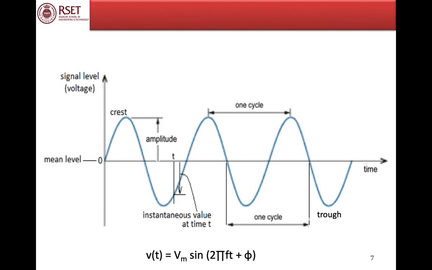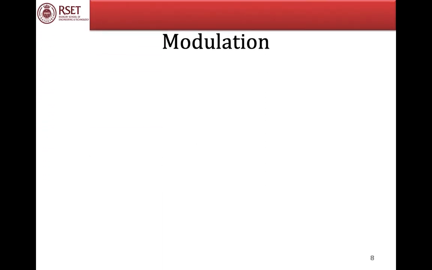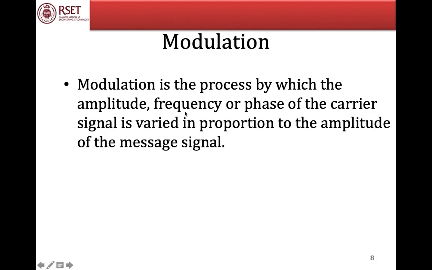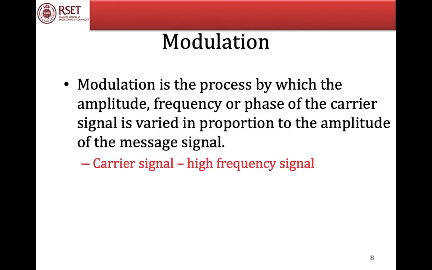So now that you are familiar with the terms amplitude, frequency and phase, we can now define modulation. Modulation is the process by which the amplitude, frequency or phase of the carrier signal is varied in proportion to the amplitude of the message signal. Here, the carrier signal is a high frequency signal which carries the message, which is a low frequency signal.